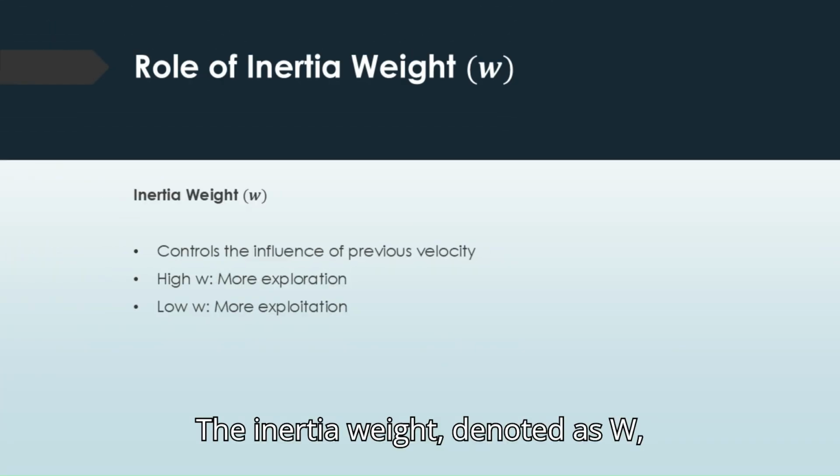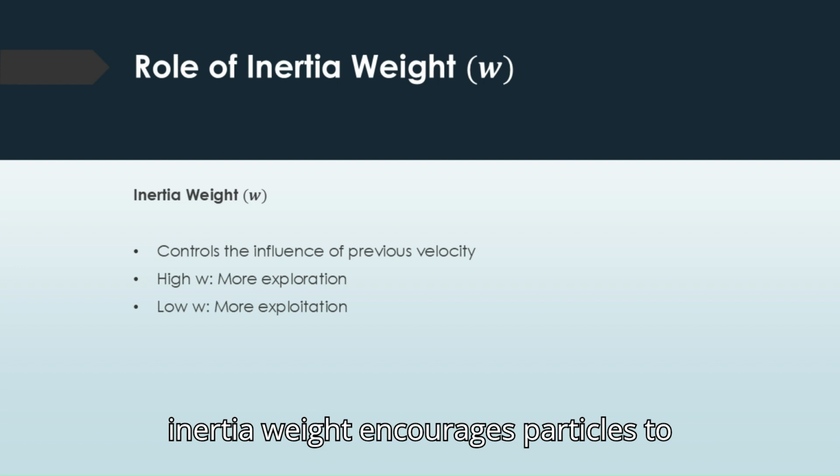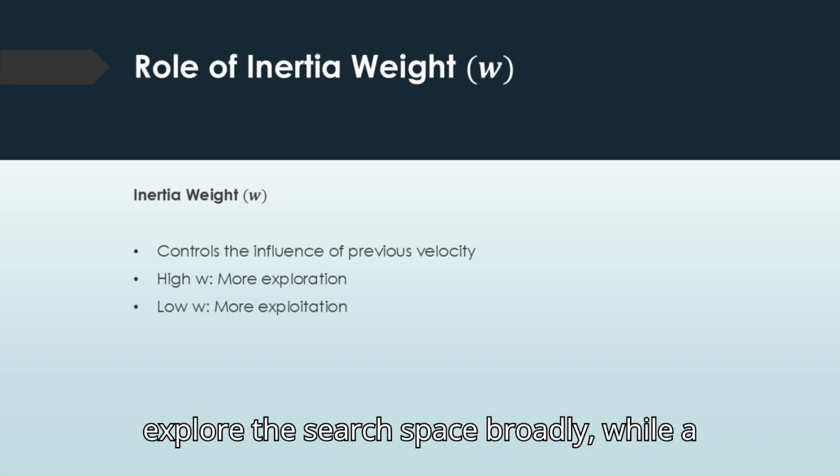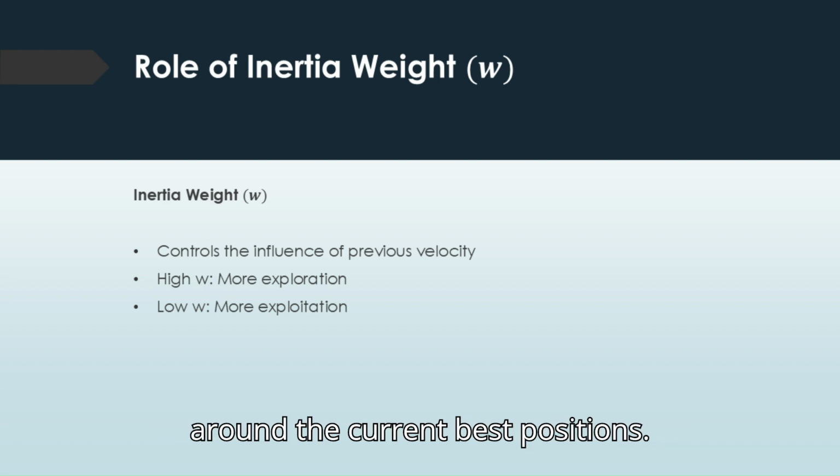The inertia weight, denoted as W, affects the particle's momentum. A higher inertia weight encourages particles to explore the search space broadly, while a lower inertia weight focuses the search around the current best positions.